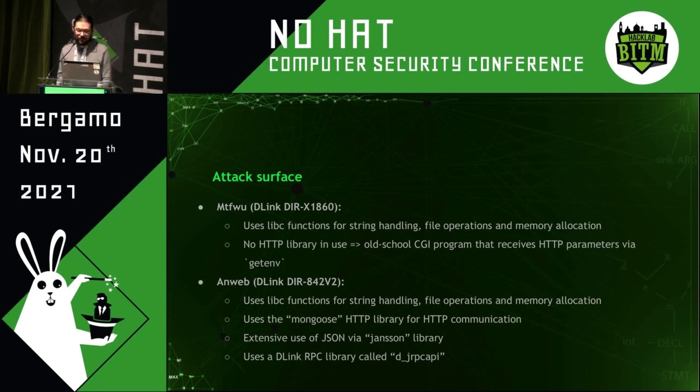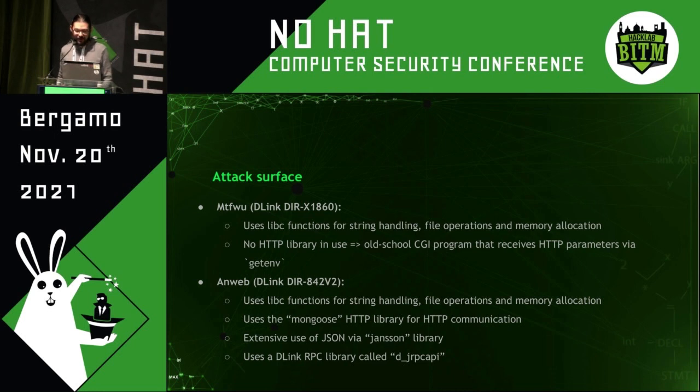And so we did that for the two binaries, so for the two different devices. The first binary was called MTFWU, that's from that more expensive router. And it uses libc, very rawly, to do string handling, file operations, and memory allocations. So that's nice. I mean, there can be memory corruption in that, and it's a web application. Don't forget that. For HTTP, it is very old school. It uses getenv, so environment variables, to get the HTTP request data. So extremely old school stuff.